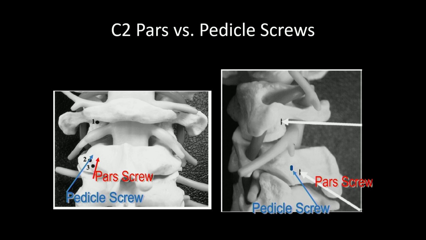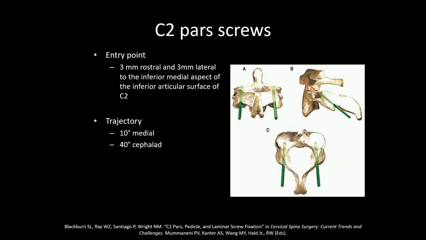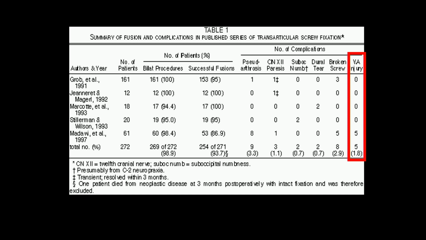So here are the two entry points and the trajectories in red and in blue. And then the C1 trajectory and entry point right underneath the arch of C1. And again, there's the pedicle, there's the pars. So we talked about all this stuff already. Let's talk about the vertebral artery.